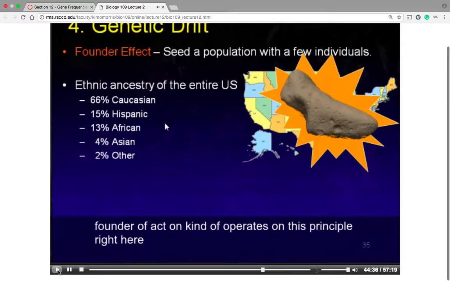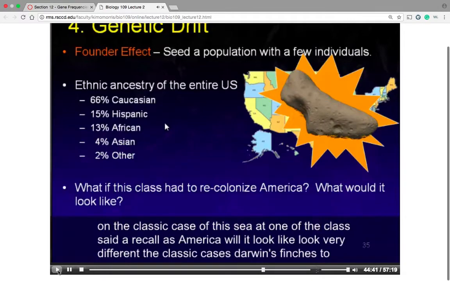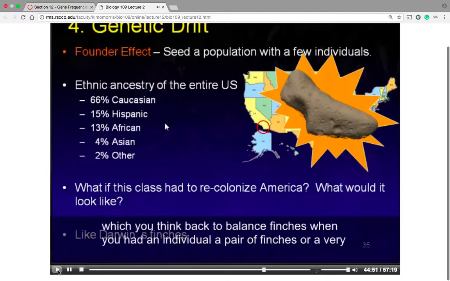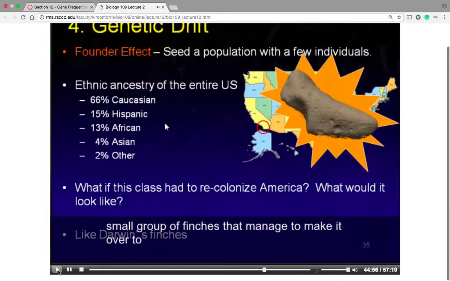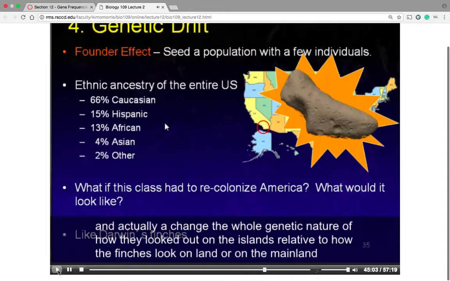So the founder effect operates on this principle right here. What if the class had to recolonize America? What would it look like? It would look very different. The classic case is Darwin's finches. Okay, I want you to think back to Darwin's finches. An individual pair of finches, or a very small group of finches, managed to make it over to the Galapagos Islands, and then they radiated and actually changed the whole genetic nature of how they looked out on the islands relative to how the finches look on the mainland.